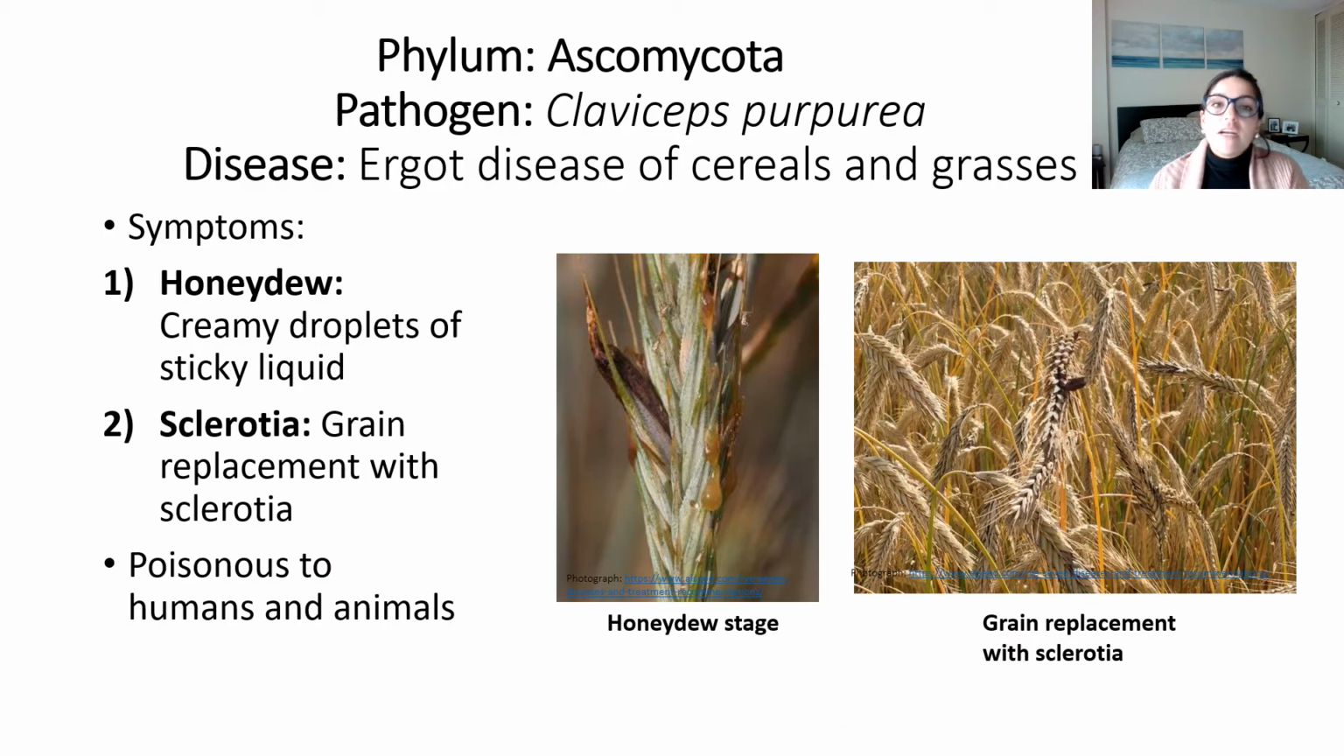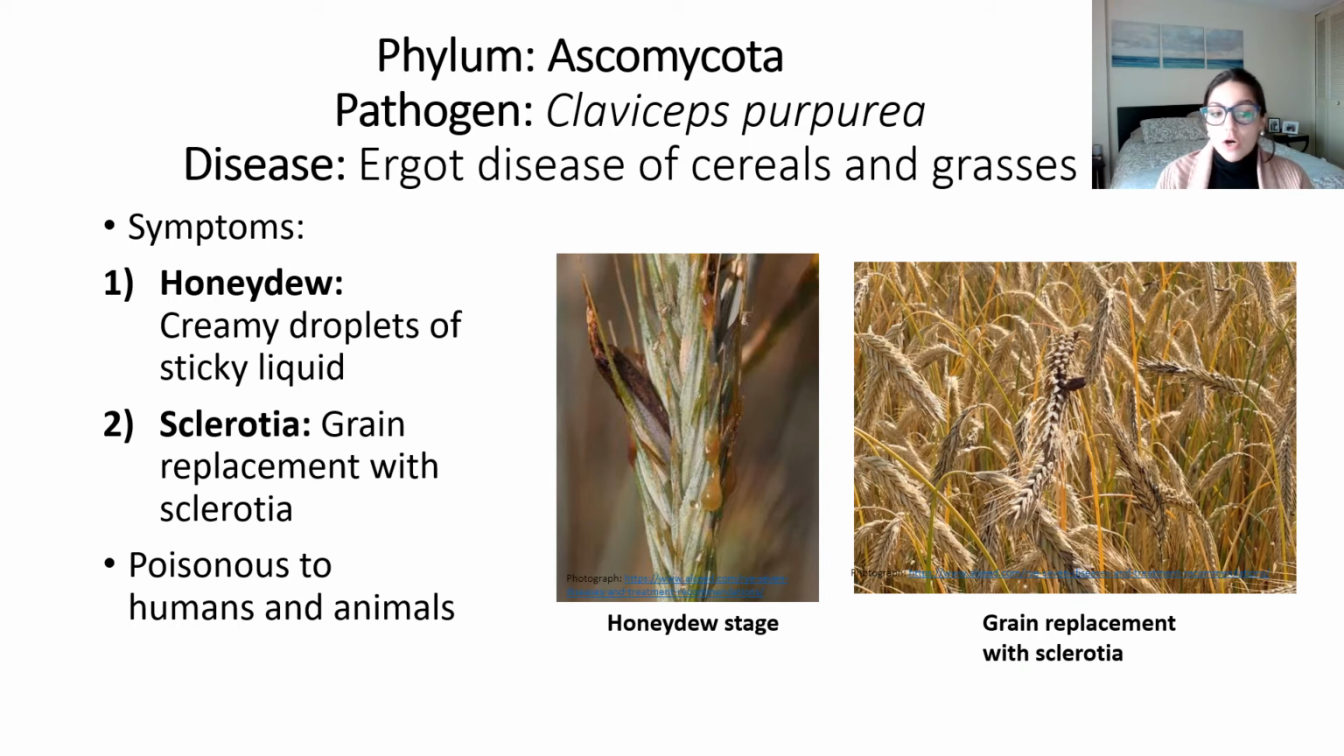Now we're going to study a very interesting pathogen, which is Claviceps purpurea, and this pathogen causes ergot disease of cereals and grasses. With this pathogen, the symptoms develop in two different stages. In the first stage, we have the honeydew stage, where creamy droplets of sticky liquid go out of the grains, as we can see here, are exudated. And in the second stage, sclerotia are produced and replace the grains of the plant.